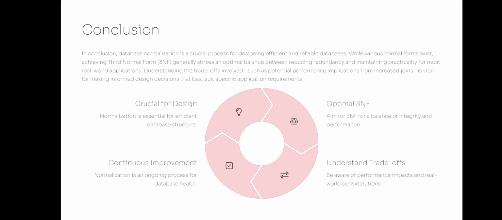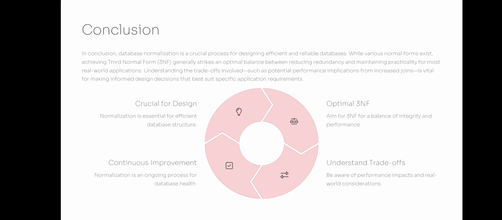Basically, the overview is: if you come to the overview, normalization is a process that organizes data efficiently to reduce redundancy, improve data integrity, and enhance performance. There are three types mainly: 1NF, 2NF, and 3NF.